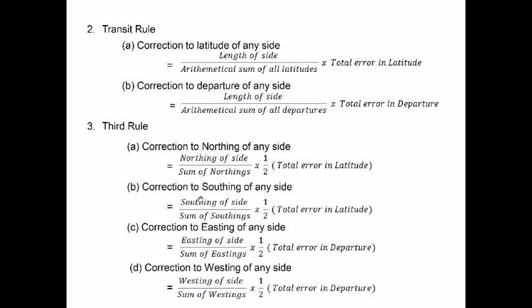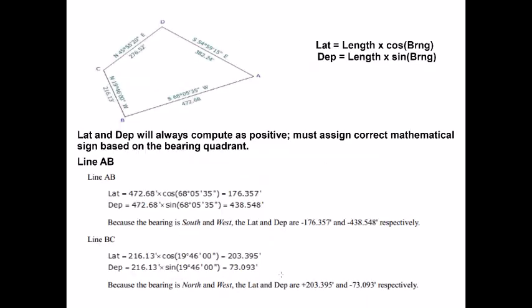Similarly, the correction of southing becomes the southing of the side divided by the sum of southings, multiplied by half the total error in latitude. Similarly for departures. So this is how the three different methods work, and we'll try to use some of them in the questions later on, but you just have to remember their equations.